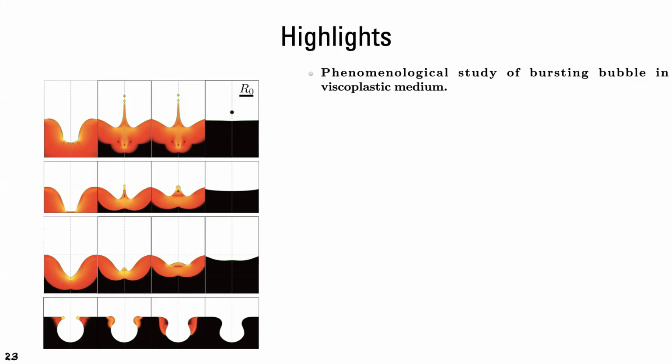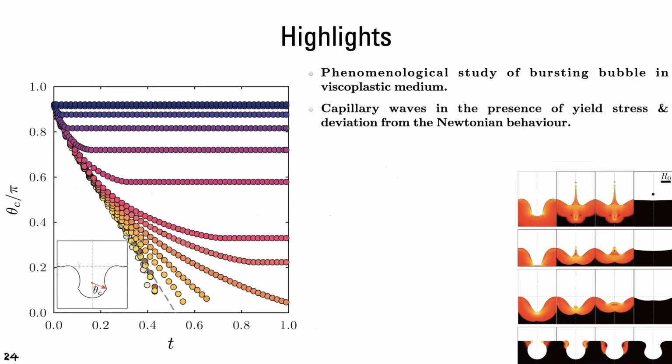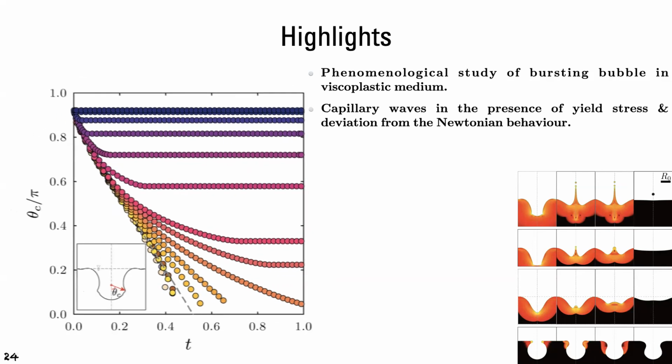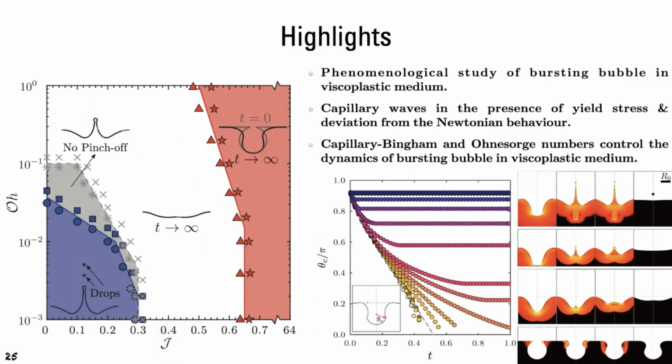With this, I come to the highlights of this talk. So we have done a phenomenological study of bursting bubble in a viscoplastic medium, and we see how viscoplasticity affects the overall flow dynamics. Furthermore, we focused on the capillary waves and how they behave in the presence of a yield stress liquid, and we saw that for initial time, the waves still behave similar to their Newtonian counterpart, but for late times, there's a strong dependence on the yield stress. And lastly, we use the capillary Bingham number and the Ohnesorge number to characterize different features of the flow that we see.